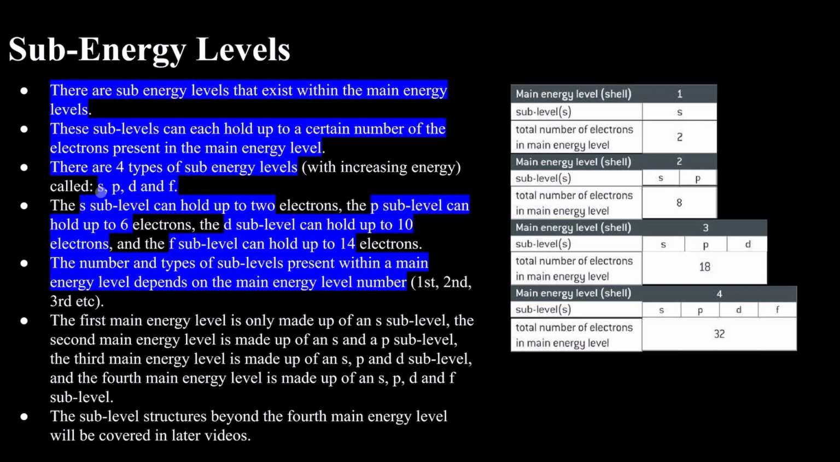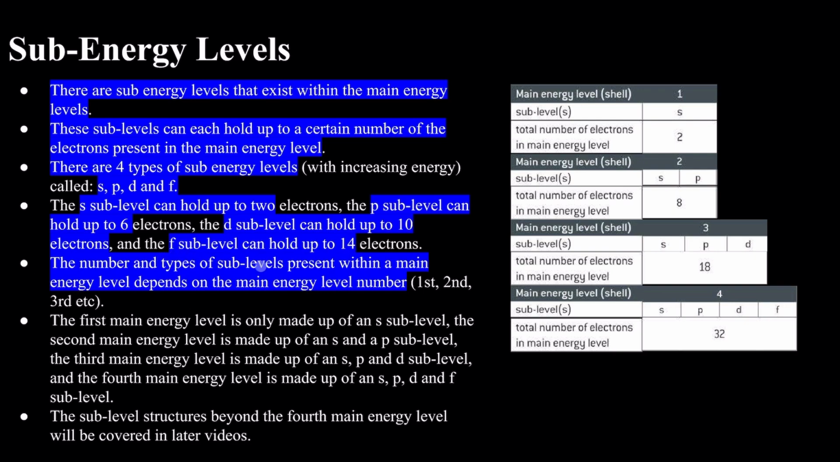So S has the lowest energy, F has the highest energy, because the F sub-level is further away from the nucleus than the S sub-level. And these sub-levels can hold different numbers of electrons. So the S sub-level can hold up to 2 electrons, the P sub-level can hold up to 6 electrons, the D sub-level can hold up to 10 electrons, and the F sub-level can hold up to 14 electrons.